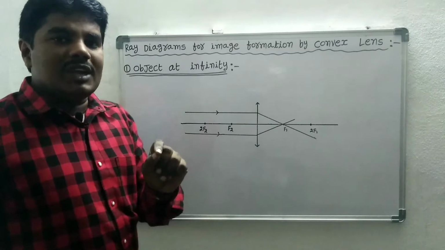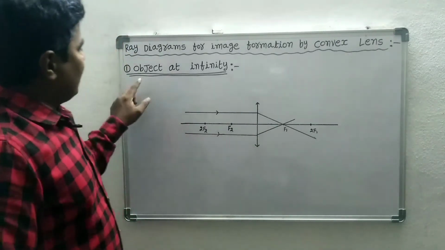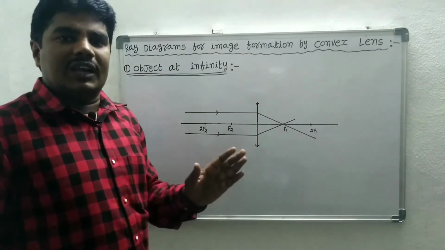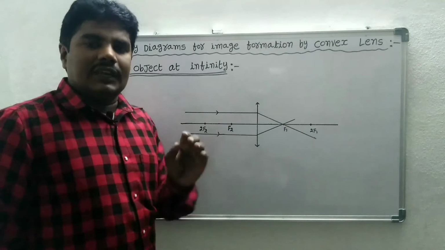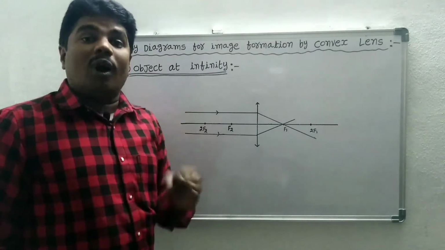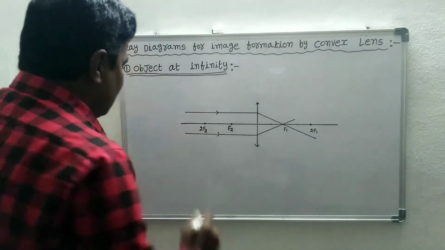So the image is formed at the principal focus. When the object is at infinity, then the image is formed at the principal focus. That image is real, inverted and point sized. Point sized means very small.